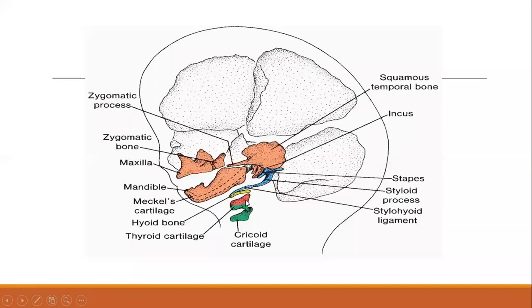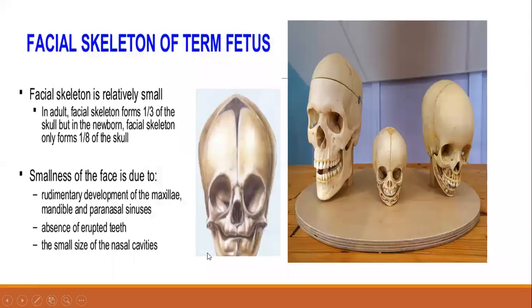Third arch is going to contribute towards the hyoid bone and thyroid cartilage. Fourth is going to contribute to the thyroid cartilage and your cricoid cartilage.